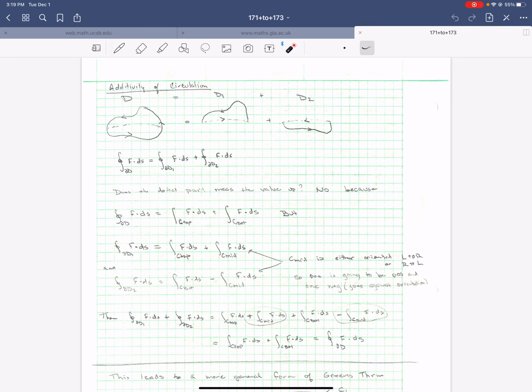And then when we do it on the second curve, so down here, we have the integral over the bottom. So now we're going to do the bottom, but then we're going to have the integral of the midsection again. And notice one way it's going this way, and then the next time it's going this way. And so the curve on the middle is either oriented left to right or right to left. So one of them has to be positive and one of them has to be negative.